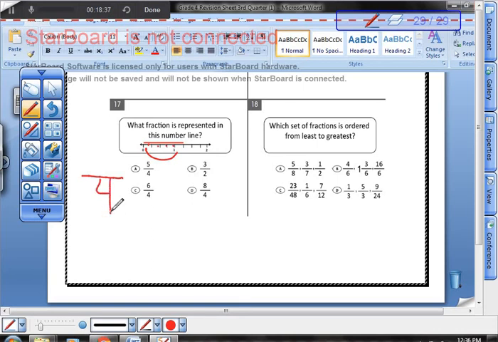My numerator is the total number of parts: 1, 2, 3, 4, 5. It's 5 out of 4. The answer is A.